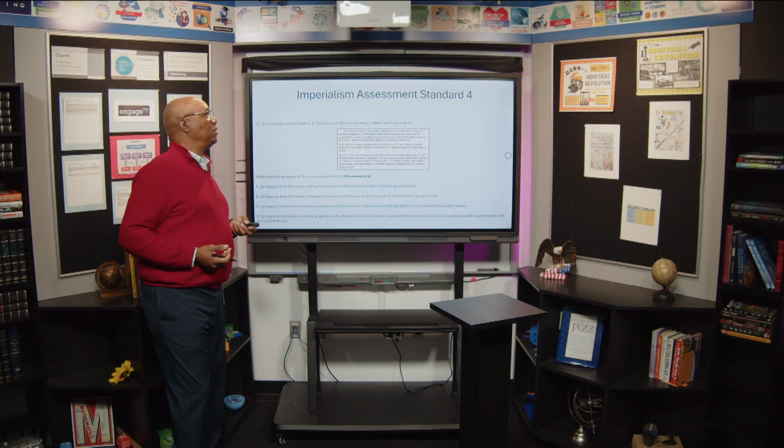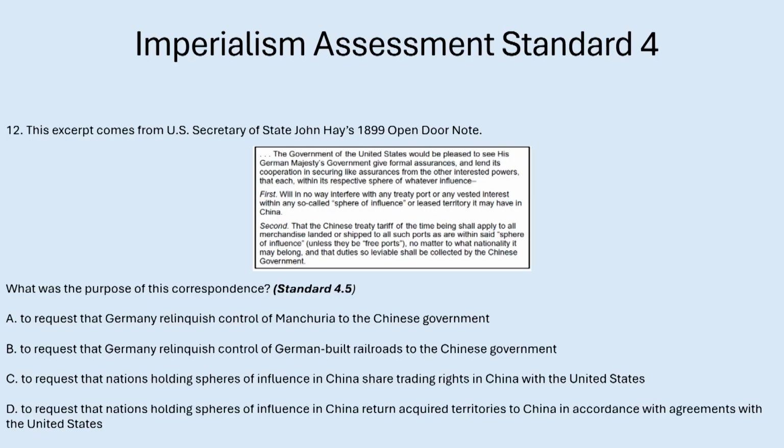All right, Imperialism Assessment Standard 4. This excerpt comes from U.S. Secretary of State John Hay's 1899 Open Door Note. The government of the United States would be pleased to see His German Majesty's government give formal assurances and lend its cooperation in securing like assurances from the other interested powers that each, within its respective sphere of whatever influence, first, will in no way interfere with any treaty port or any vested interest within any so-called sphere of influence or leased territory it may have in China.